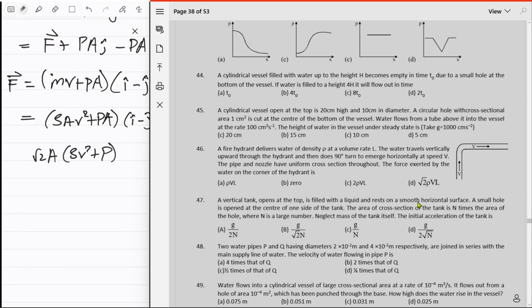Now what can we do about it though? We don't know what the pressure is. Oh, we don't know the pressure actually. That's not good. We should know the pressure. Otherwise, how am I supposed to do this thing? The force is by the water on the corner of the hydrant. You need this much force to keep it there, right? Oh, come on. Give me something that I can use.